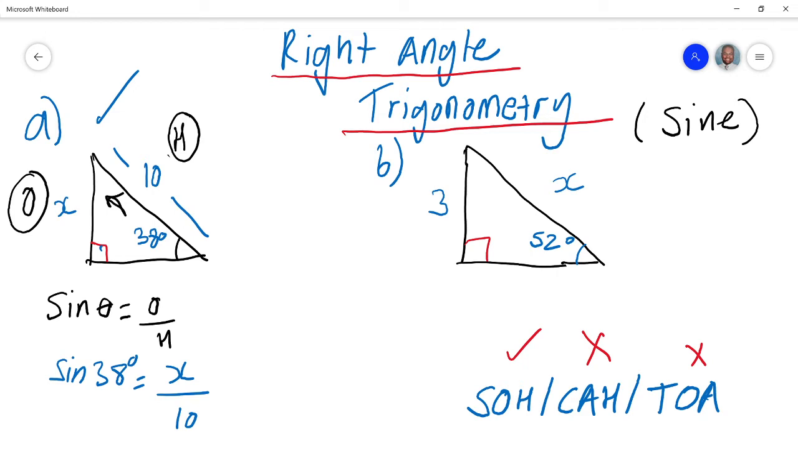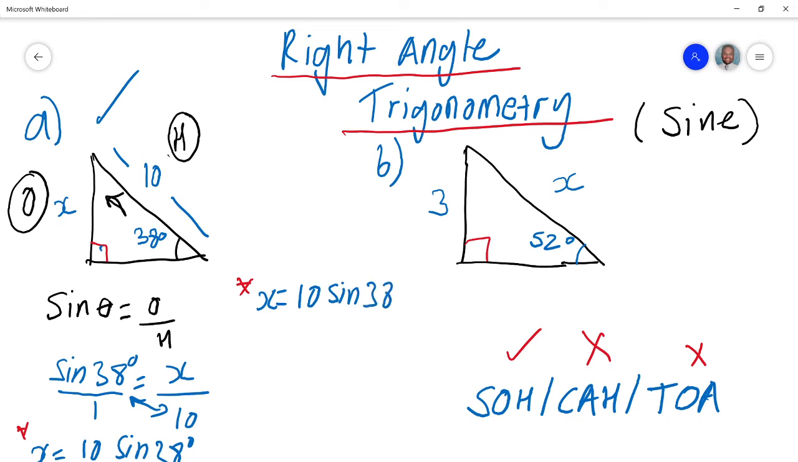Now, if you remember your basic cross multiplication, all you simply do is that's the same as 1. So x is 10 times sine 38. That's one way of explaining. Okay, so what I'll do is I'm just going to move this here so there's some space there, and I'm just going to rewrite what I just wrote previously. So x is 10 sine 38 degrees.